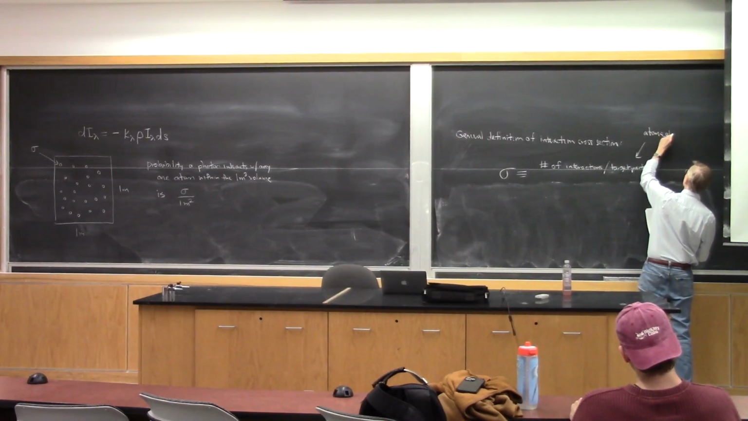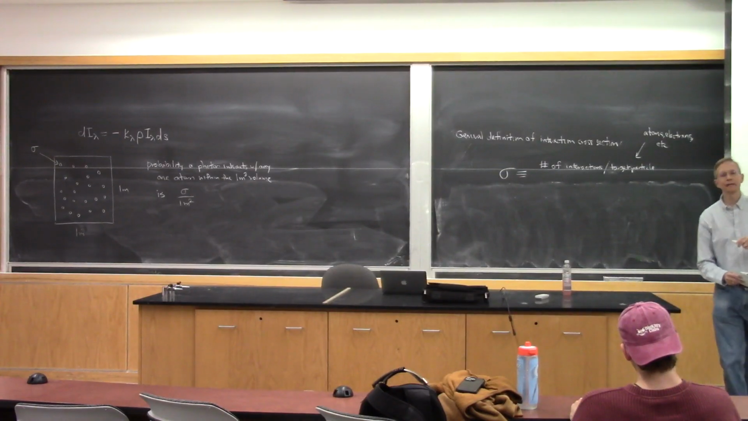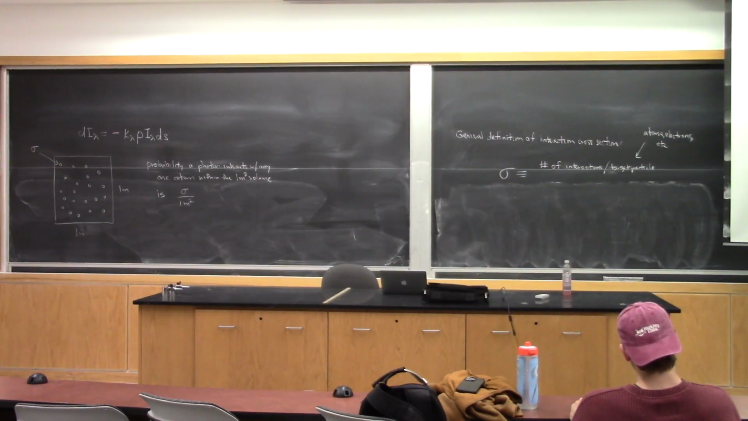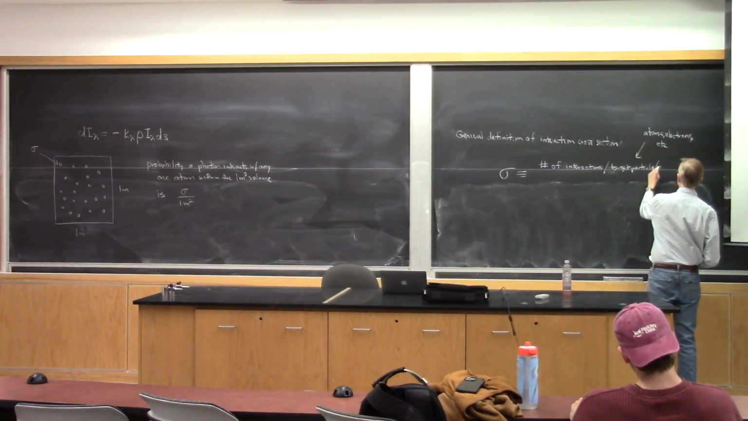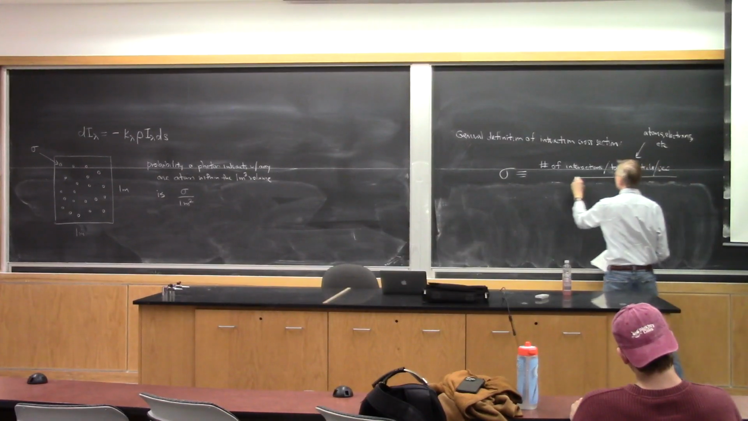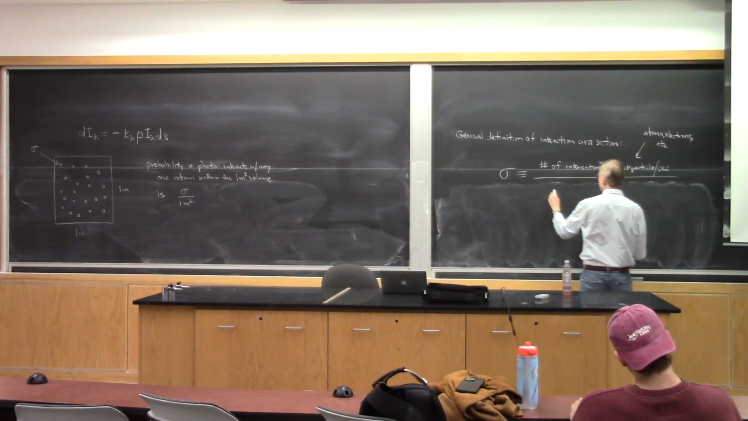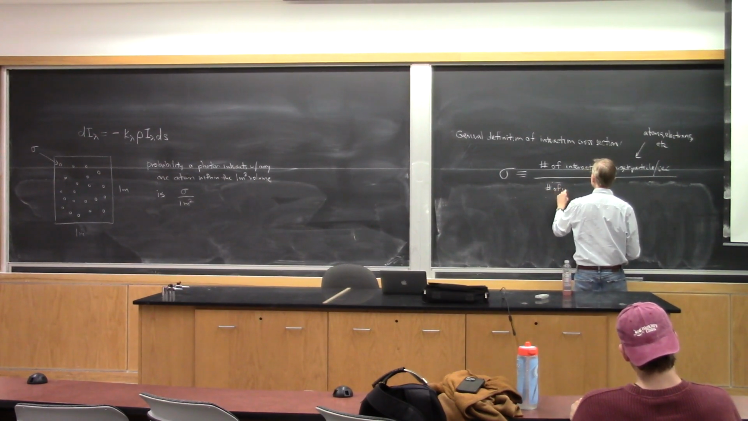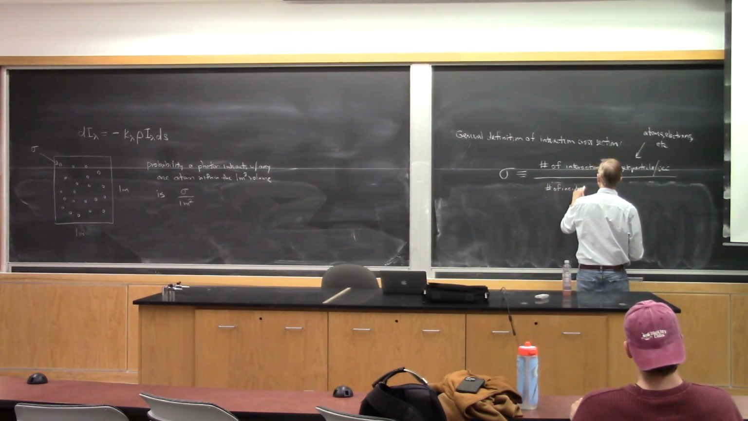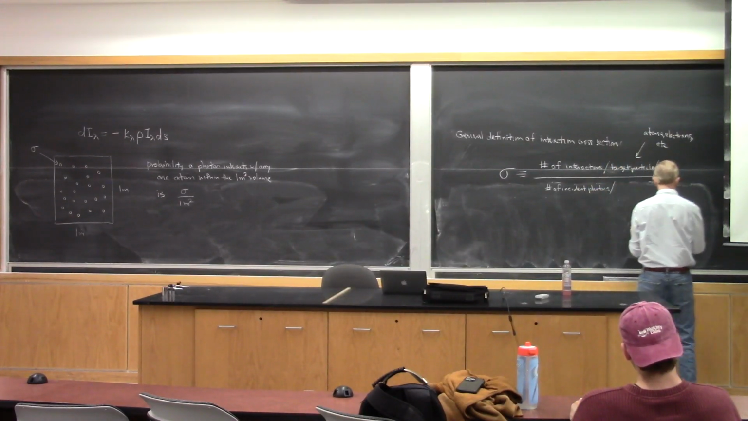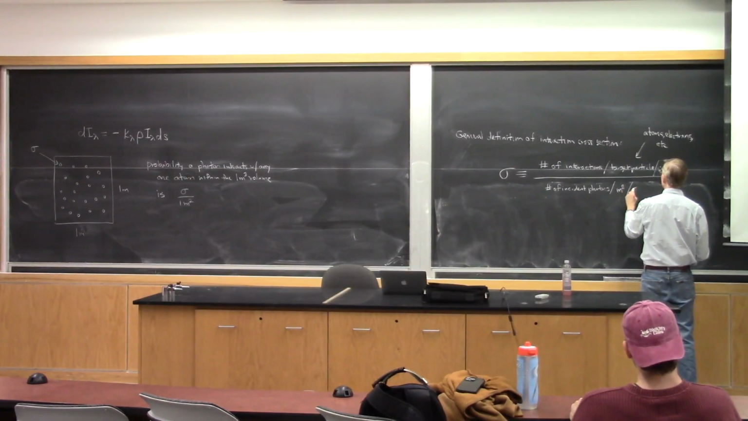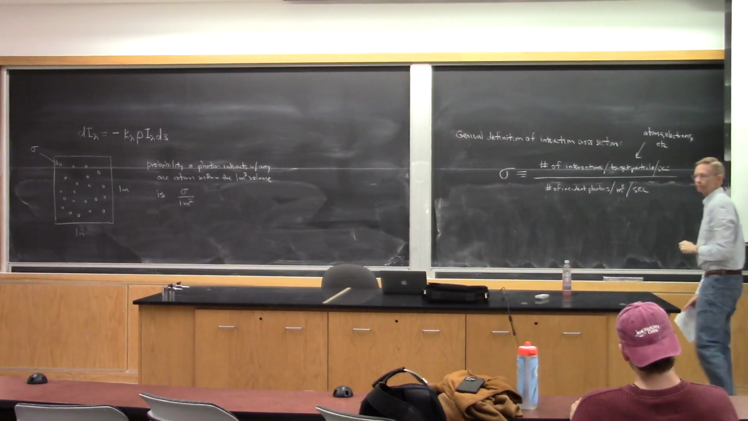Atoms, electrons, etc. These are the things that the photons might interact with, so I'll just call them target particles. Number of interactions per target particle per second, divided by the number of incident photons per square meter per second.